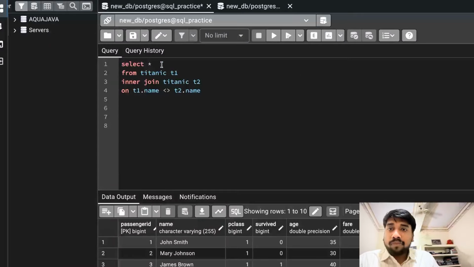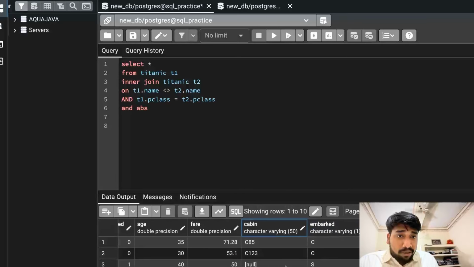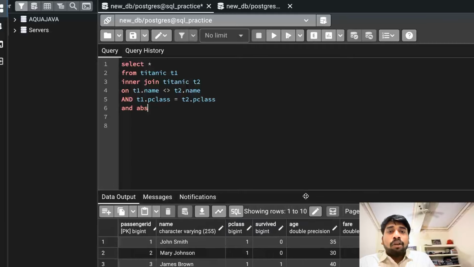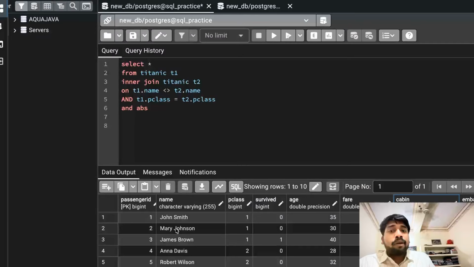Now our names are unequal, and we need to put some conditions here as well. What are the conditions? The class has to be the same. So let's put T1 dot P class equal to T2 dot P class, and the age difference should be less than or equal to 5 years. We will find the absolute age difference because, for example, if we are comparing Mary Johnson and James Brown and we do 30 minus 40, it will come out as minus 10.